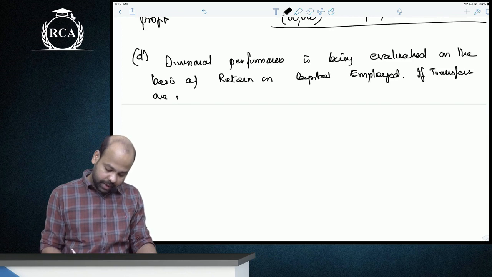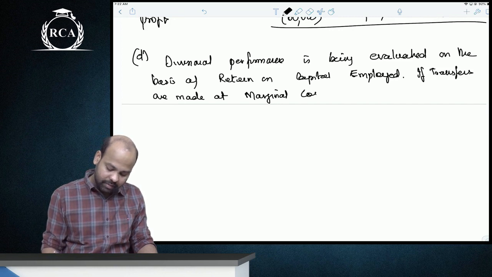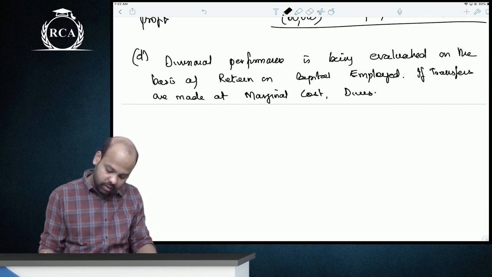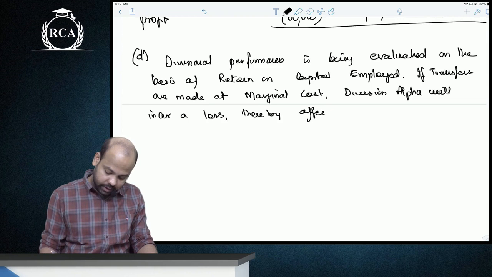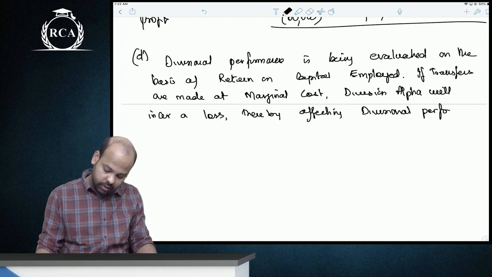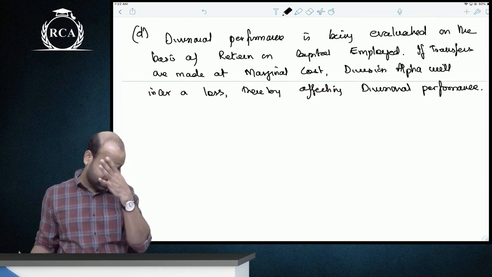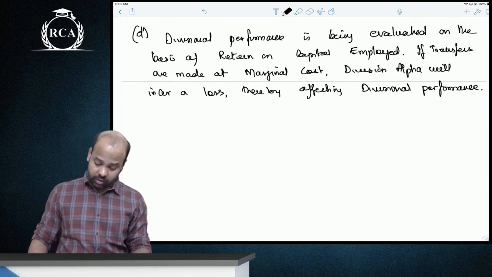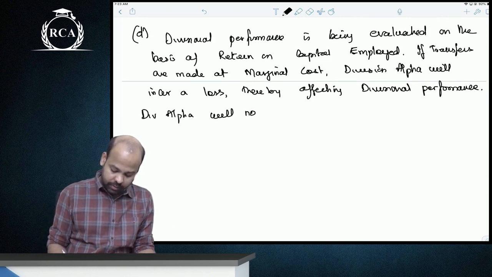If transfers are made at marginal cost, division alpha will incur a loss, thereby affecting divisional performance. Okay, sir. And also, guys, this will affect divisional performance, no doubt about it. Division alpha will not be motivated.